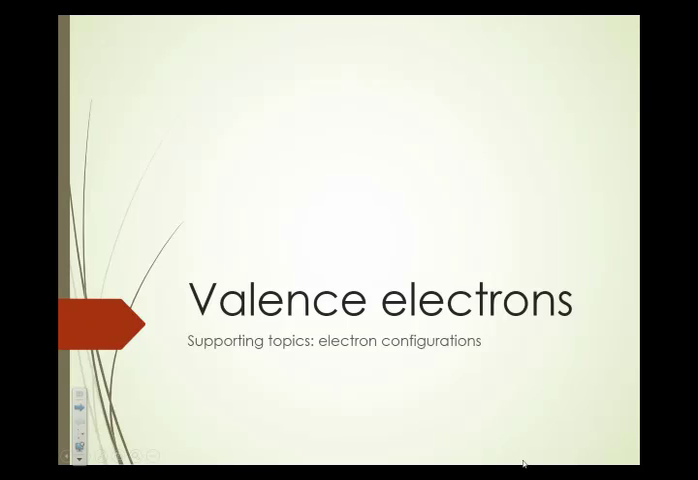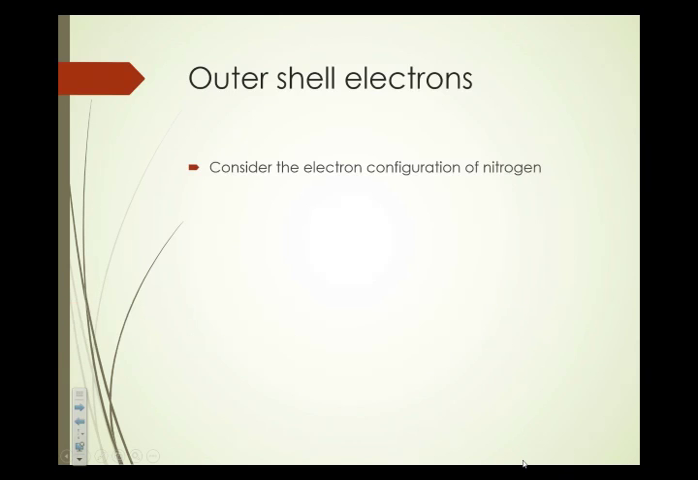This video is a good follow-up after you've watched the one on electron configurations. And once you understand electron configurations, determining valence electrons is actually fairly simple. So, valence electrons are just another way of saying outer shell electrons. So these are pretty much just valence electrons.